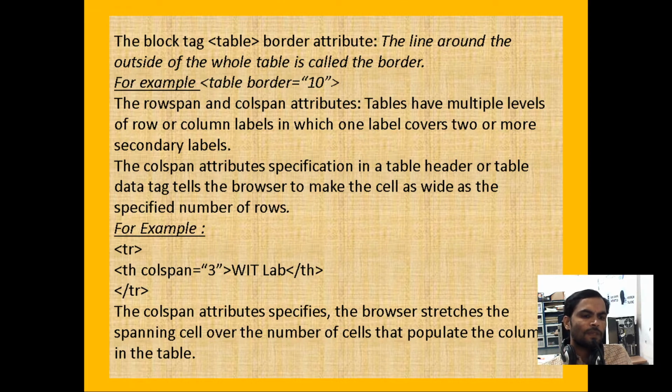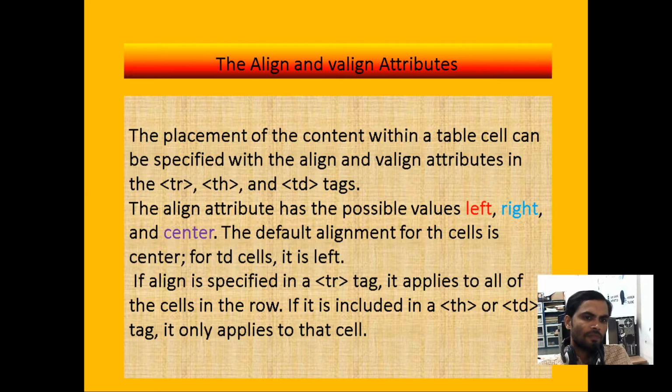The colspan attribute specifies that the browser stretches the spanning cell over the number of cells that populate the column in the table. Next we have rowspan. I want to give one practical program.